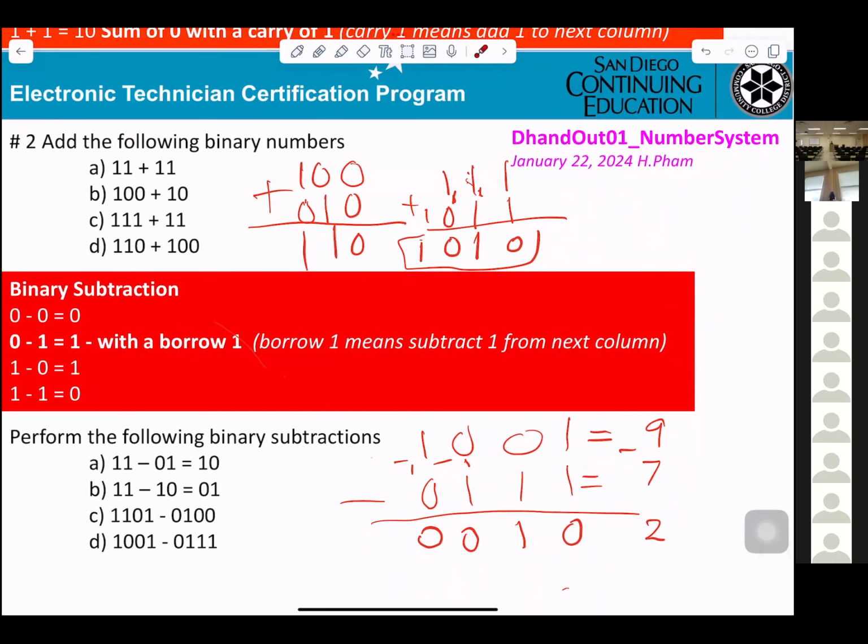Next one, binary subtraction. 0 minus 0. 0 minus 1, with a borrow of 1.